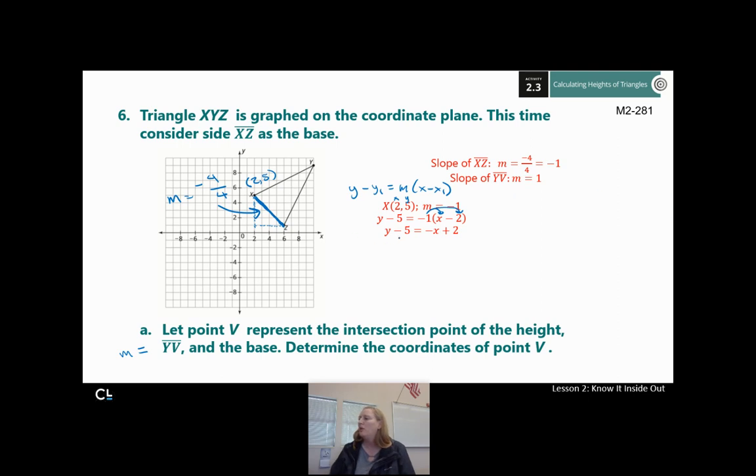We'll go ahead and get y alone. We'll add 5 to both sides. So those cancel out, and I actually have y equals -x plus 7.